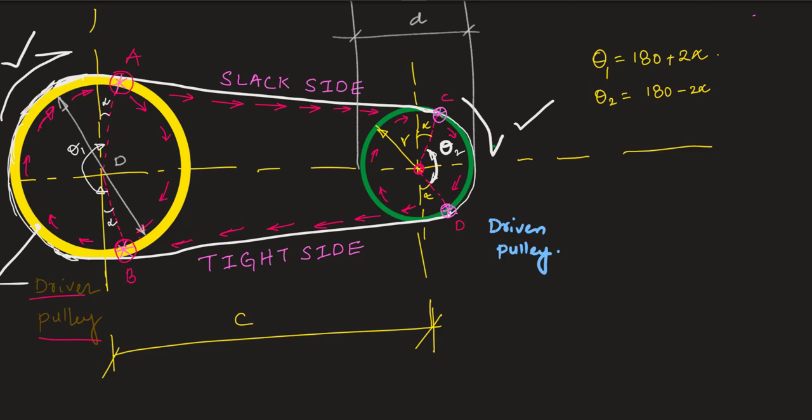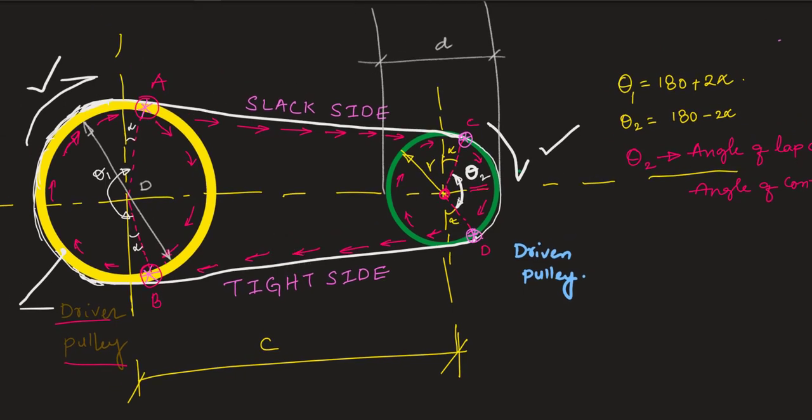If I join these points with the center of the pulley, you can see it makes an angle alpha, and this particular angle theta 2 is called the angle of lap or angle of contact. Since the power is mainly transferred due to this contact, the greater the angle, the more power will be transferred.